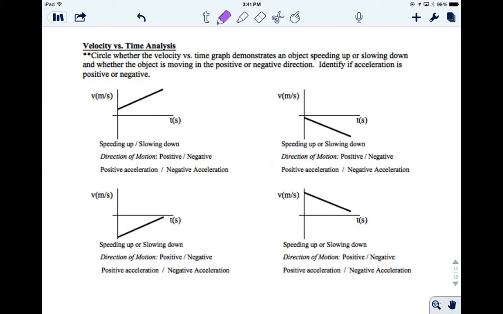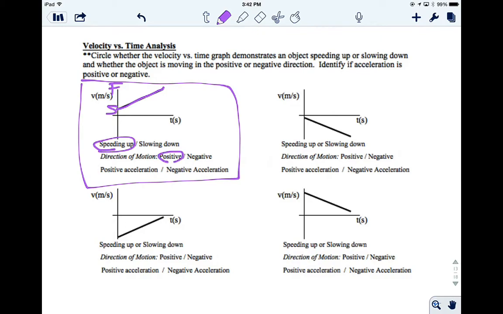So looking at this graph as we're summarizing all this, you can see up in the upper left-hand corner, we have a graph that's going from slow values to fast values. So in other words, it's speeding up. It's in the first quadrant, so it's going to be positive, and it has a positive slope, so it's a positive acceleration.